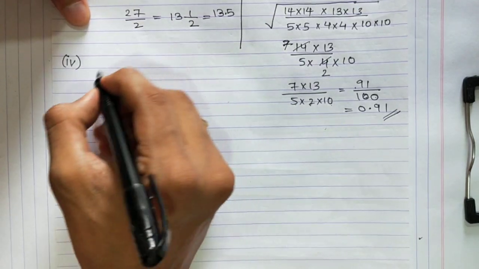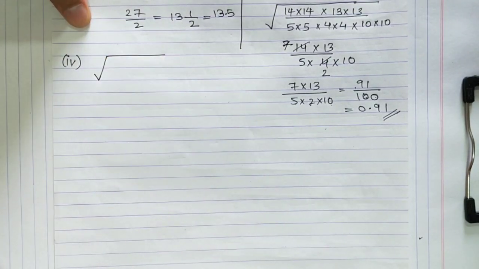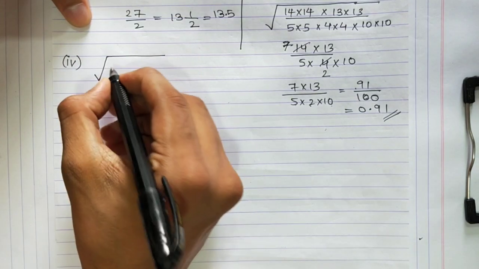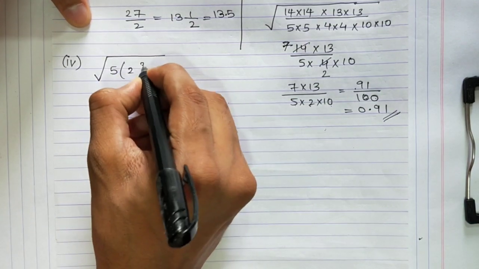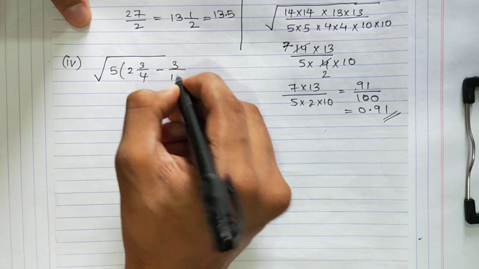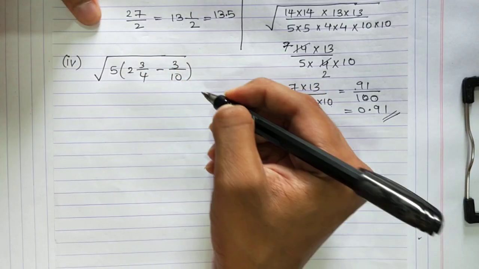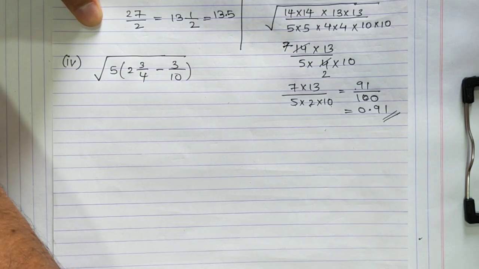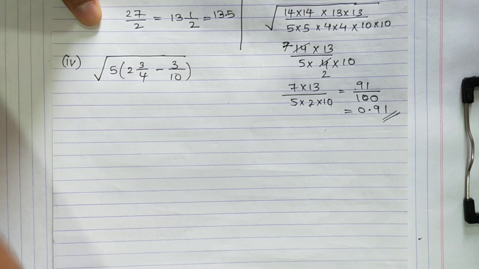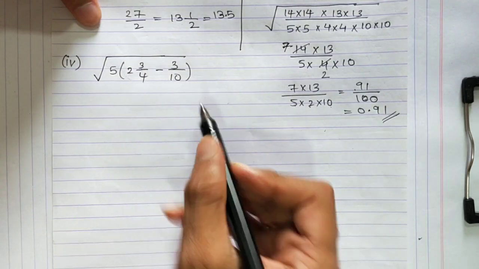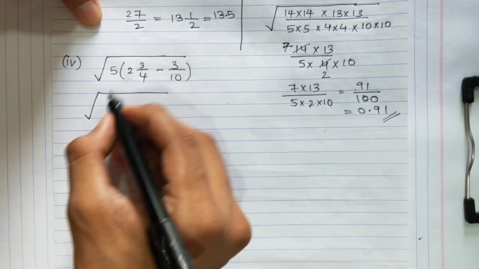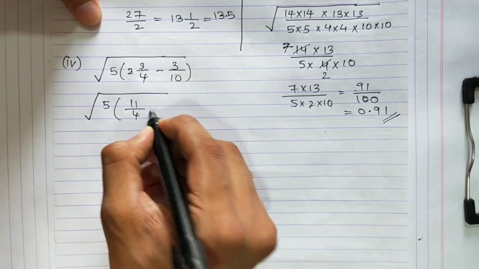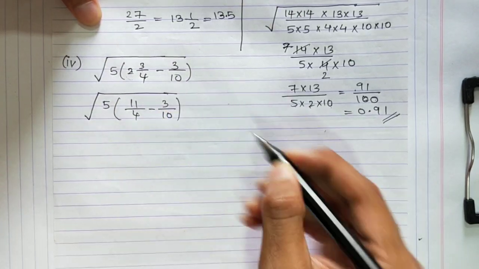Fourth sum. Copy the question from your textbook. First, let's solve the mixed fraction. 4 2s are 8. 8 plus 3, 11. So this becomes 11 upon 4 minus 3 upon 10.